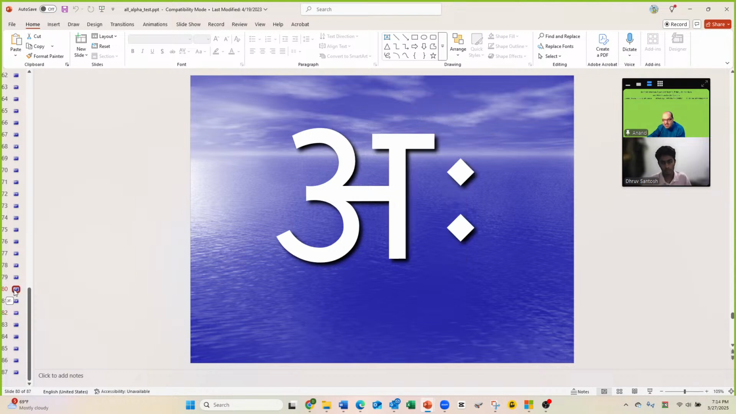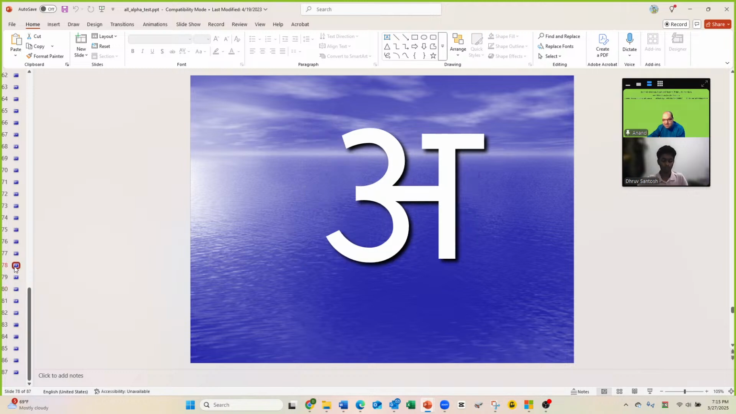What is this letter? I don't think it's either. It's a vowel. All of these which start with a are vowels. All 12 of them. It's aha. What is this letter? I know what it is. It's aha. This is simple. Very good.